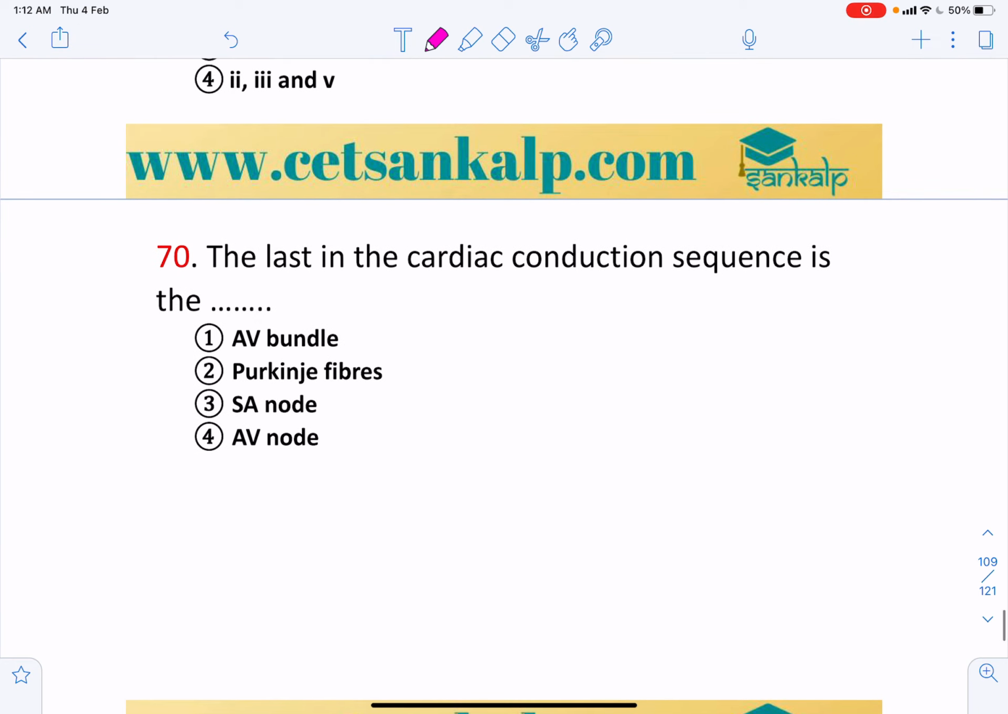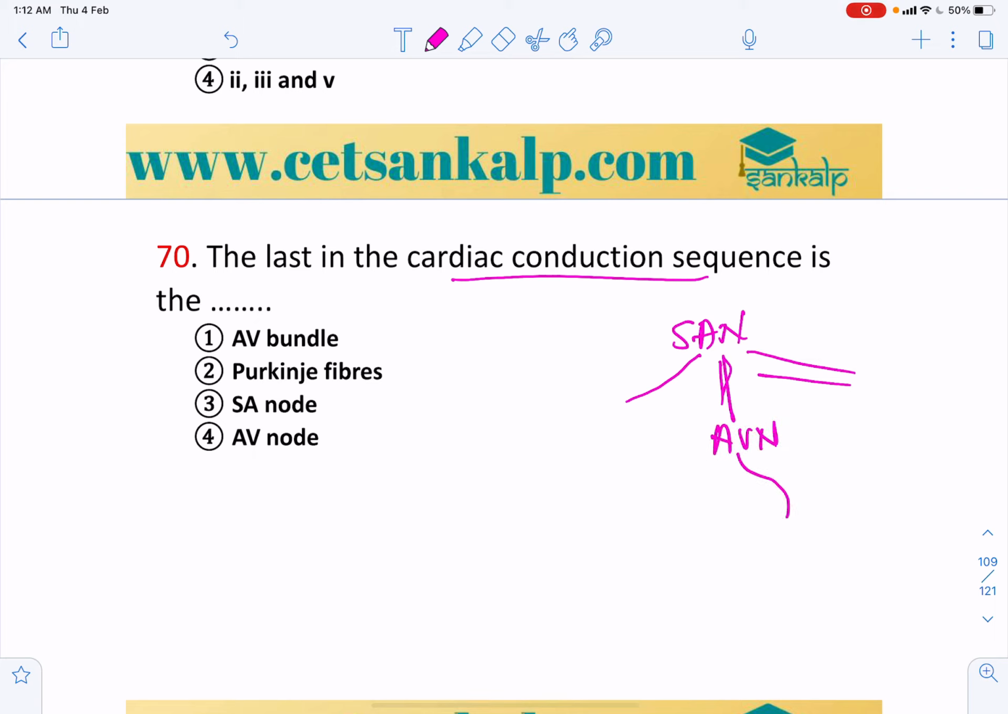And next, the last in the cardiac conduction, as we discussed, SAN, and then throughout the wall of the atria, and then to the AVN, to the interventricular septum, where the bundle of His goes to the right bundle, left bundle, finally Purkinje fibers. So the answer for that sequence, last in the conduction sequence, is Purkinje fibers.